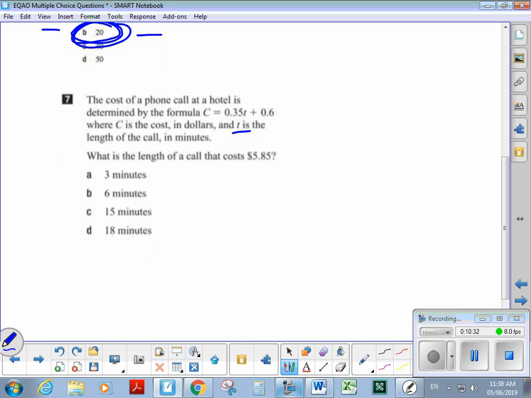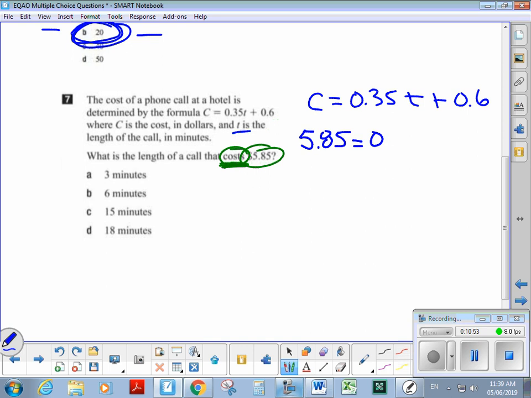Alrighty, so this one is an algebra question. So we know the rough work on your whiteboard should look like this. 0.35t plus the 0.6. What does the 5.85 represent? It represents cost. So the cost is the C value. So 5.85 equals 0.35t plus 0.6. How do you solve for t?